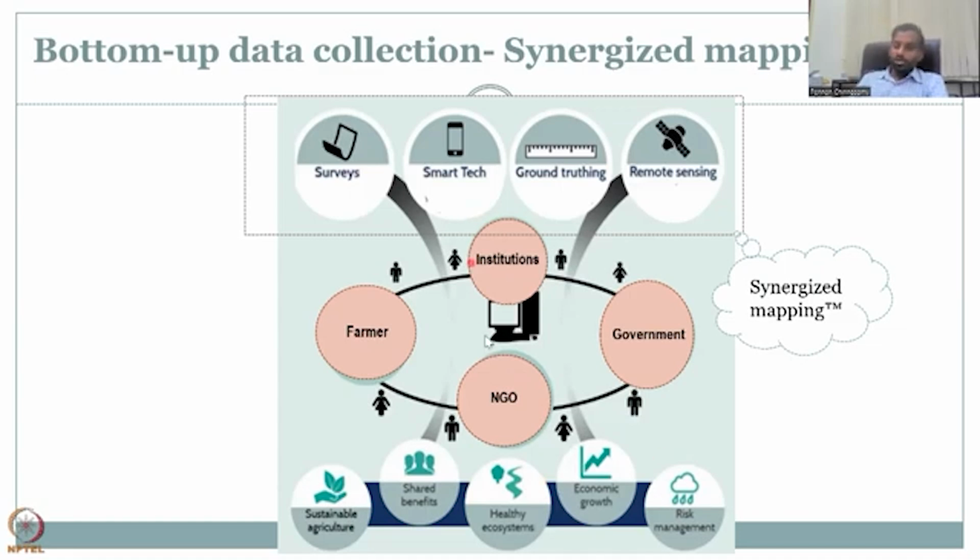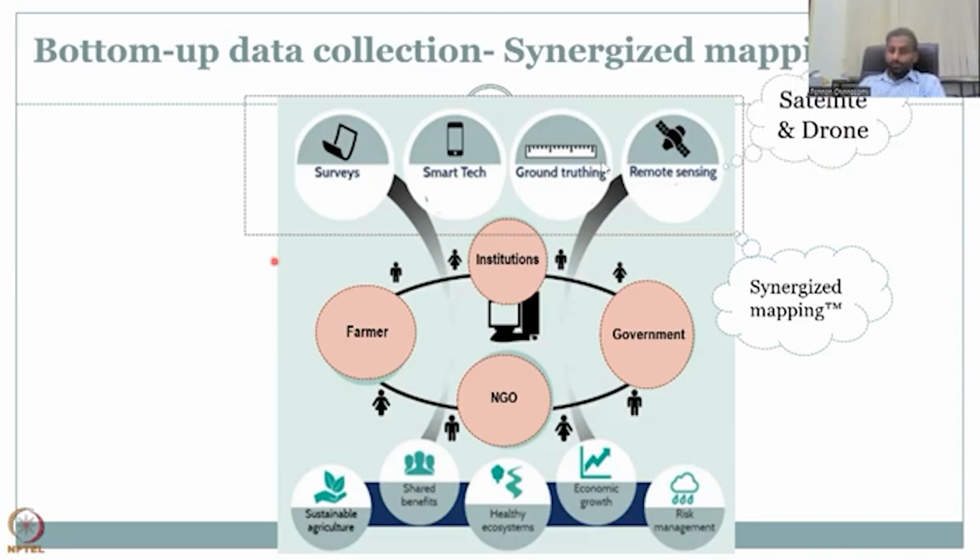So NGOs and institutions can help, farmers can help provide ground up data, and government provides whatever data they collect. All of them can come together. They can be different disciplines. For example, the government can have a policy angle, whereas the farmers can have the actual angle on the ground. And they may be using multiple different tools, remote sensing, smart tech, surveys, and at multiple spatial and temporal frequencies. At the end of the day, all of them come to one database and are analyzed for rural development. That is called synergized mapping.